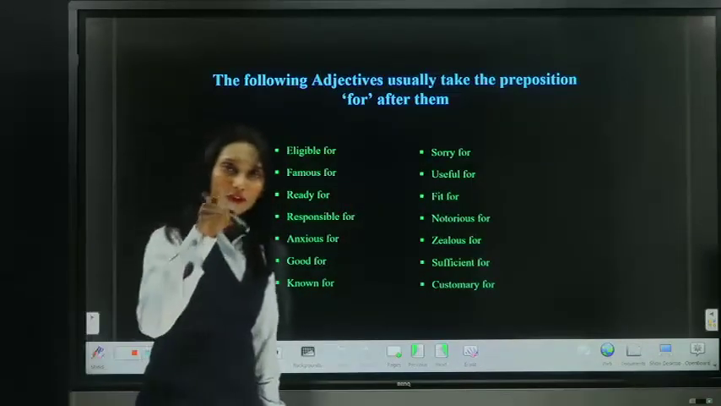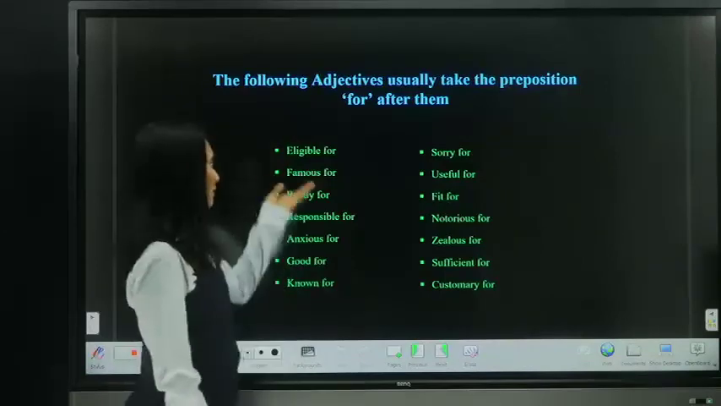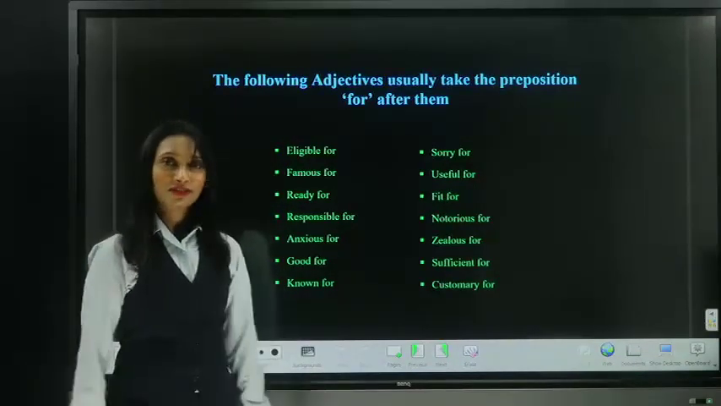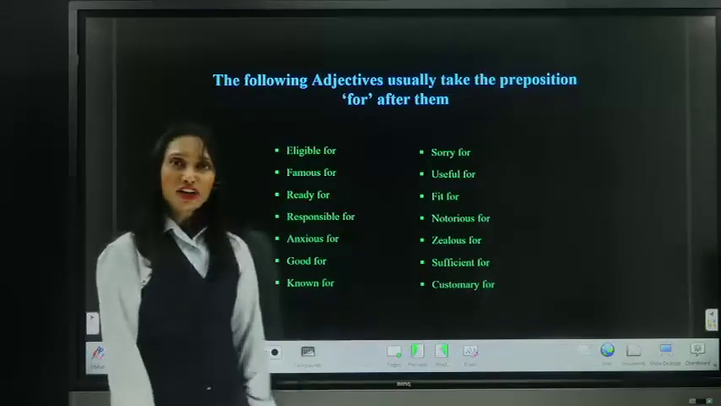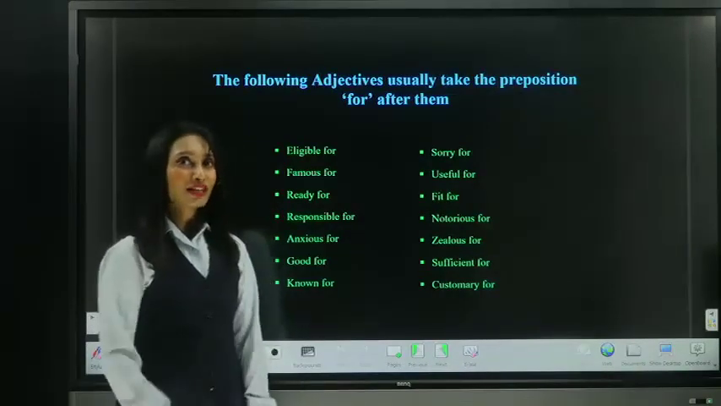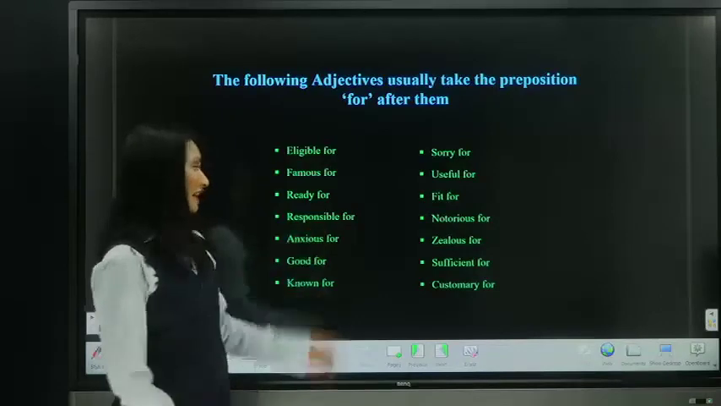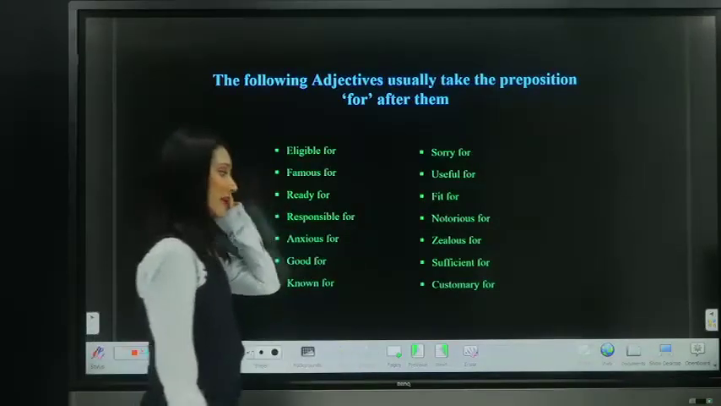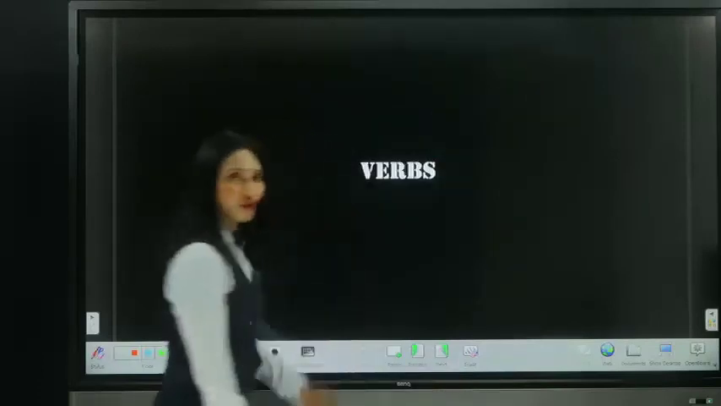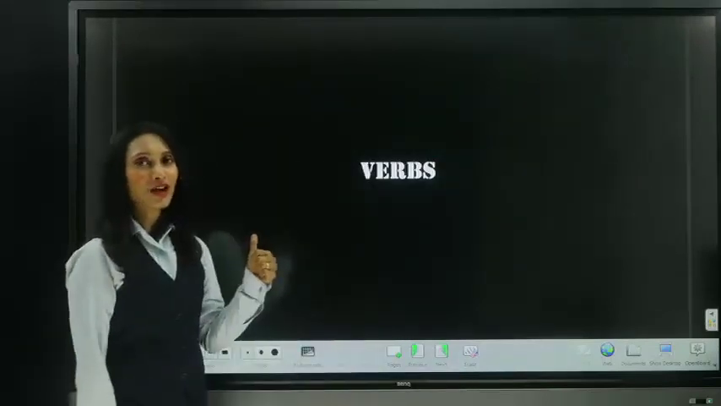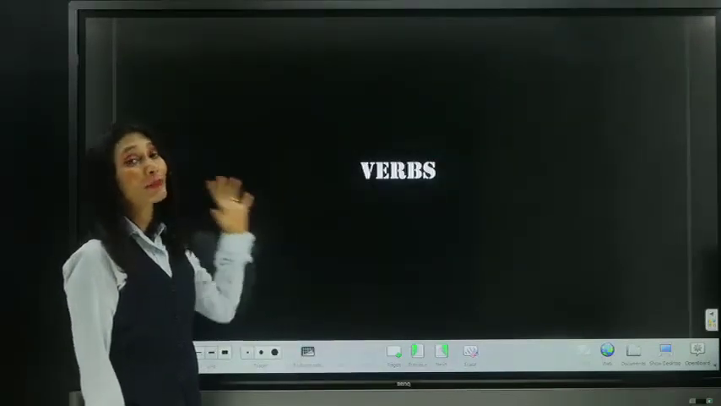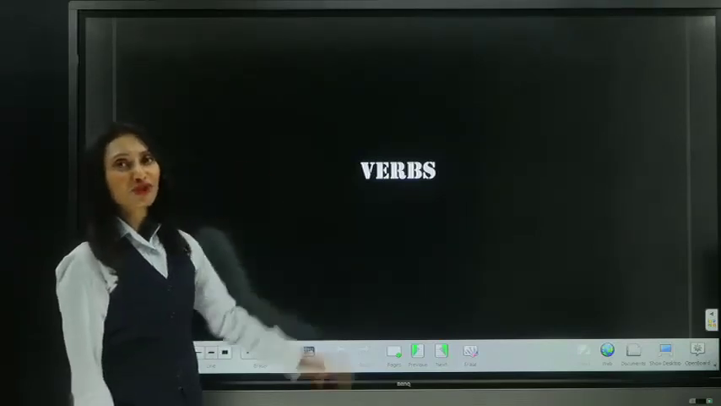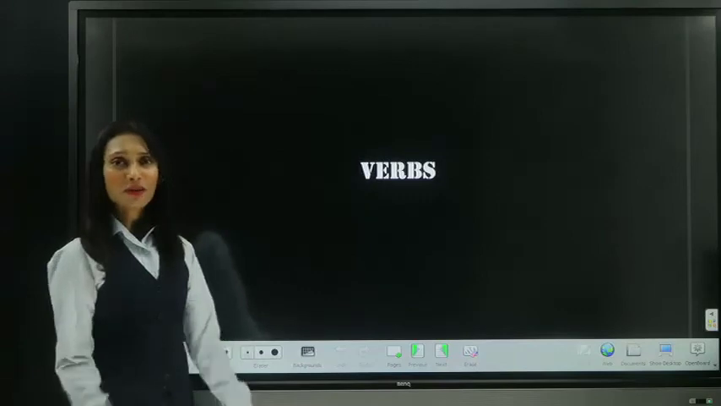Are you eligible to take this examination? Hyderabad is famous for the Charminar. Are you ready for a test? You're responsible for your actions, etc. Those are some examples you can make from this. Now it's time for verbs. So we have seen the nouns and adjectives which are followed by particular prepositions. Now let us see the list of verbs which are followed by particular prepositions.